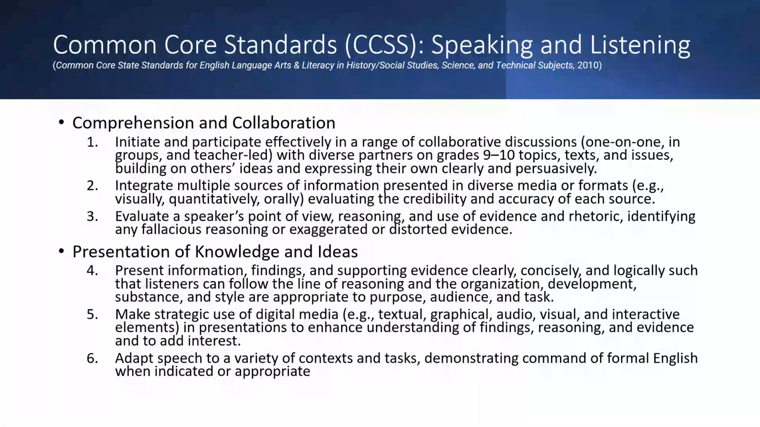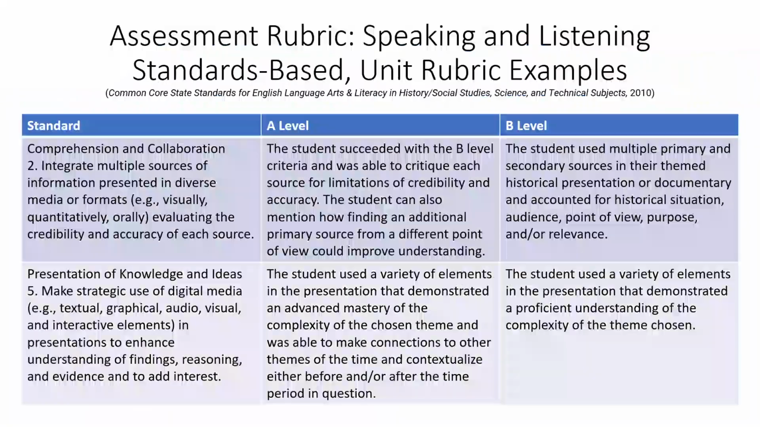And then finally, the speaking and listening skills. Again, this is all of them from Common Core standards, and the potential is there to cover every single one of them with this unit. And an example of a speaking and listening standards-based rubric. Number two, for example, integrating multiple sources of information. At a B level, you're addressing some of those historical thinking sourcing skills. And on the A level, you're addressing all of them pretty thoroughly.